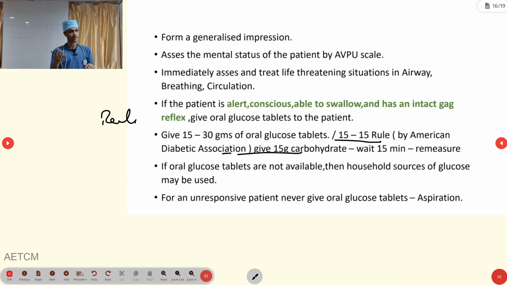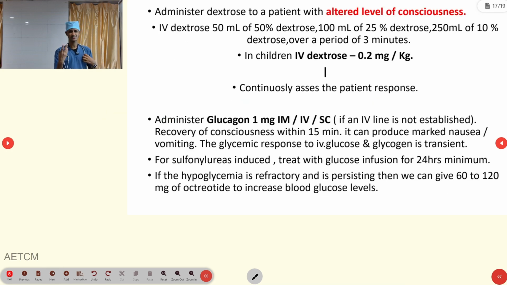Okay, so this is the 15-15 rule, keep it in mind. In practice, some institutions have glucose tablets or gels available. But if you don't have anything, you can give normal household sugar, or else you can ask the person to take food. Those are the ways you can follow. Carbohydrate-rich food you can give to the person.